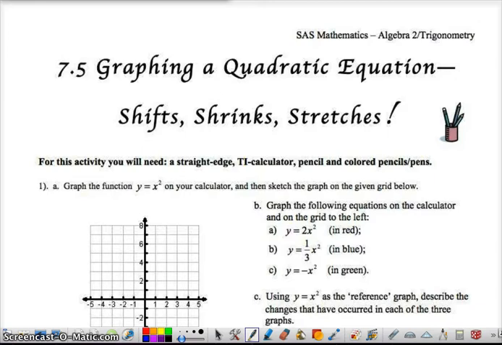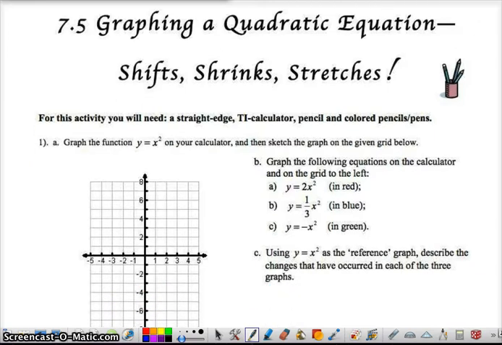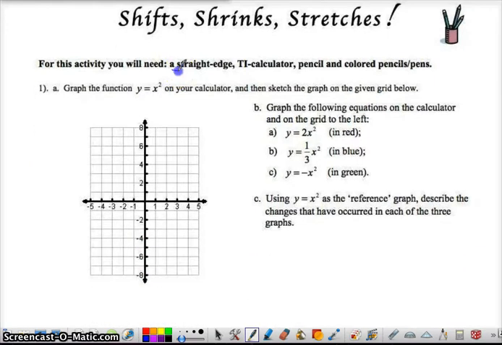Notice though in this first bit, what you need: a straight edge. Well, kind of. You don't really need a straight edge, but you can get one. You definitely need a calculator, or I guess you don't definitely need one, but you can have one. And then some colored pencils. I'd really like for you to try to follow these colors or just have different colors so you can compare the graphs and you always know which one you're referring to. But it's up to you.